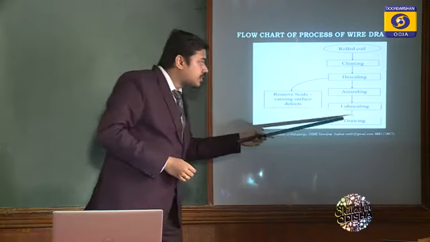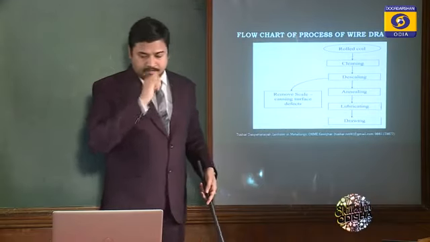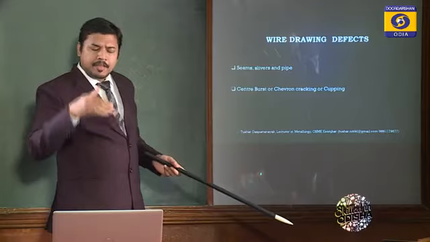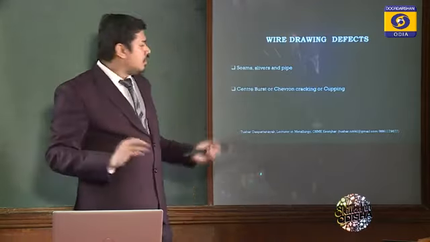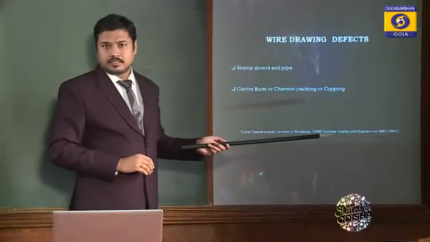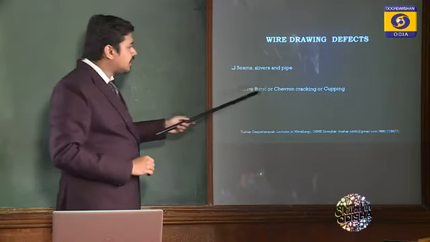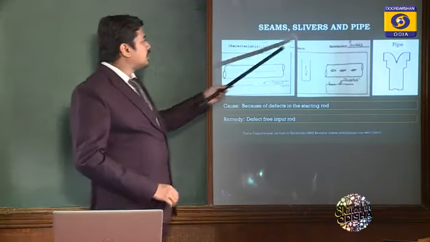Next, lubrication is very important. Lubrication is essential, I told you. Next is drawing. Next is wire drawing defects. There are many defects, but I have mentioned 2-3 very important defects. First is seams, slivers and pipe. Number 2 is center burst or chevron cracking or cupping. These three are the same: center burst, chevron cracking and cupping are the same.